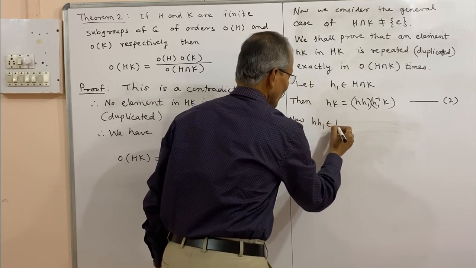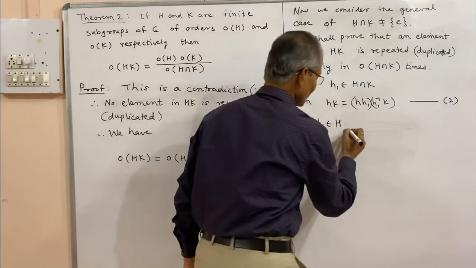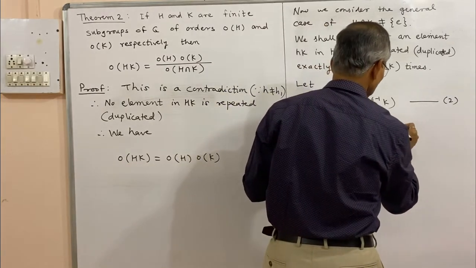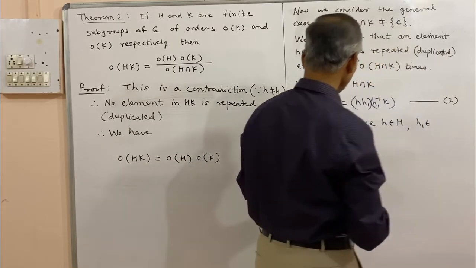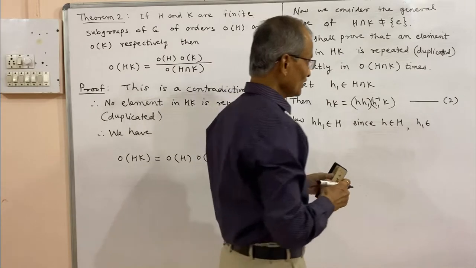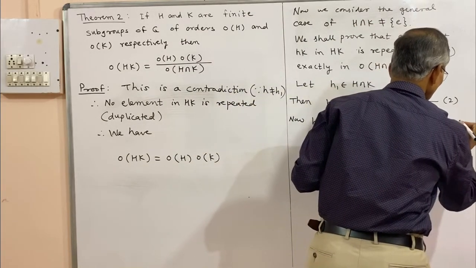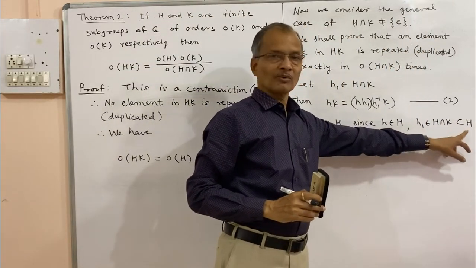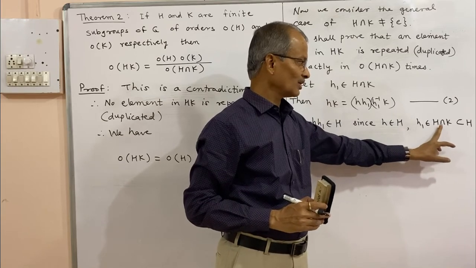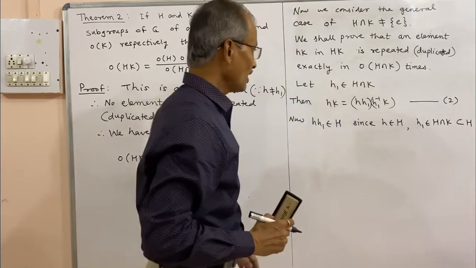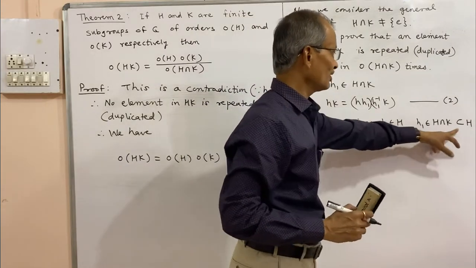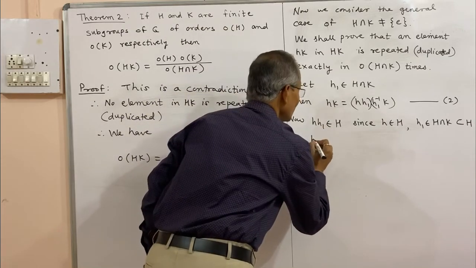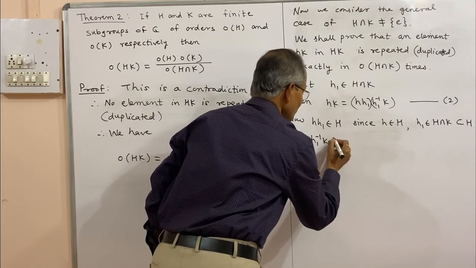Now H H1 belongs to capital H, since the reason for this is h belongs to H. H1 belongs to H intersection K, we have supposed, but this is a subset of H. Intersection is a subset of both the sets. H intersection K is a subset of H, and H intersection K is a subset of K also. And thus h belongs to H, H1 belongs to H, means h H1 belongs to H. Similarly, H1 inverse k, this belongs to K.